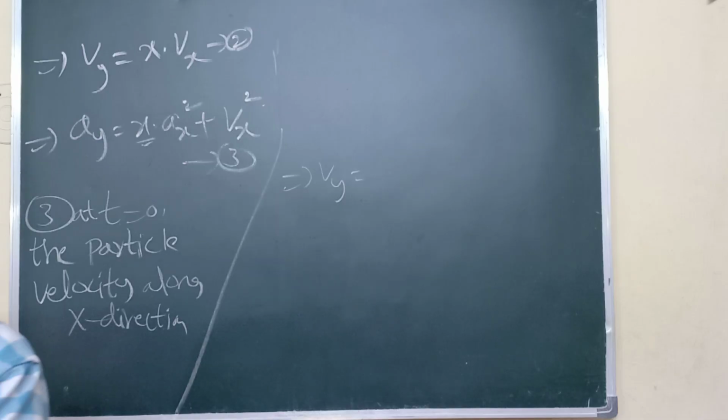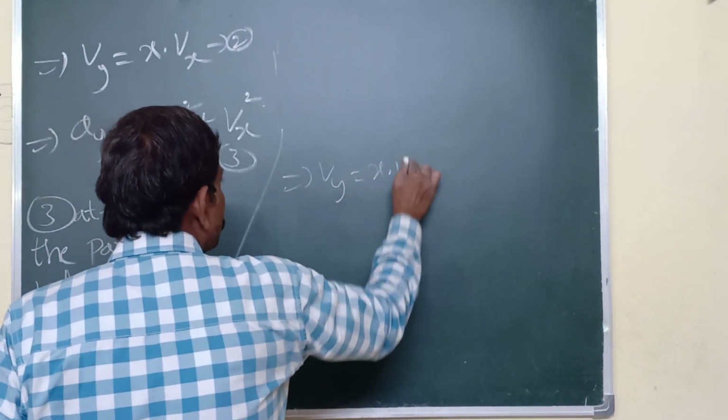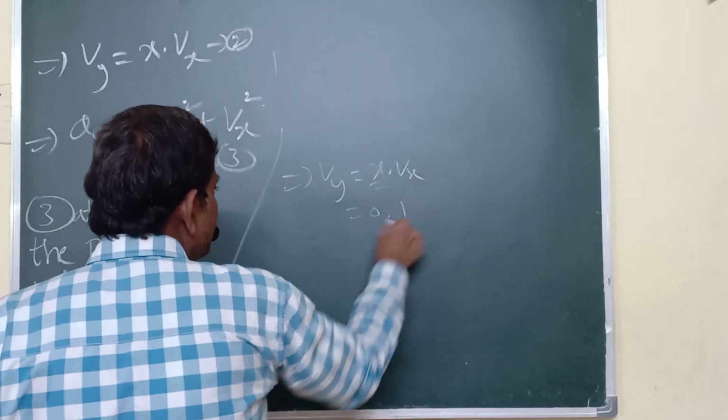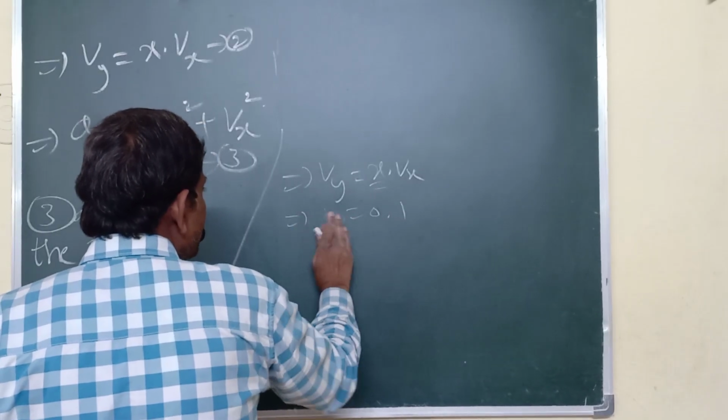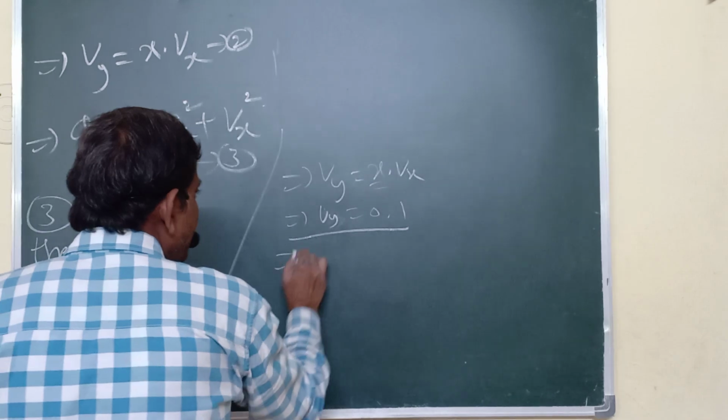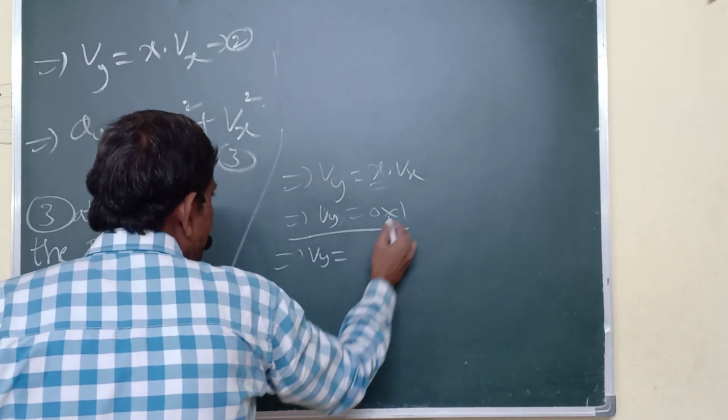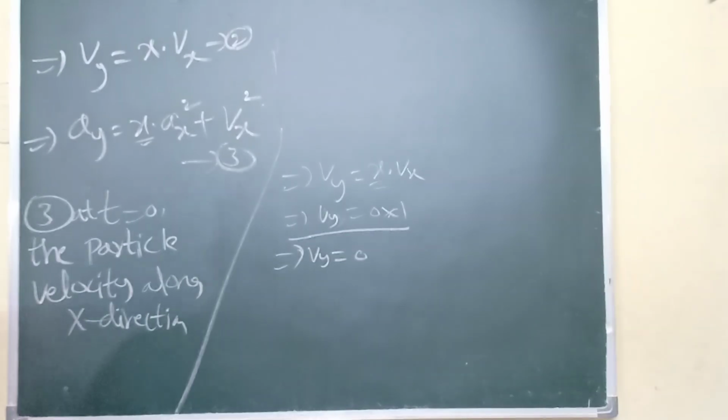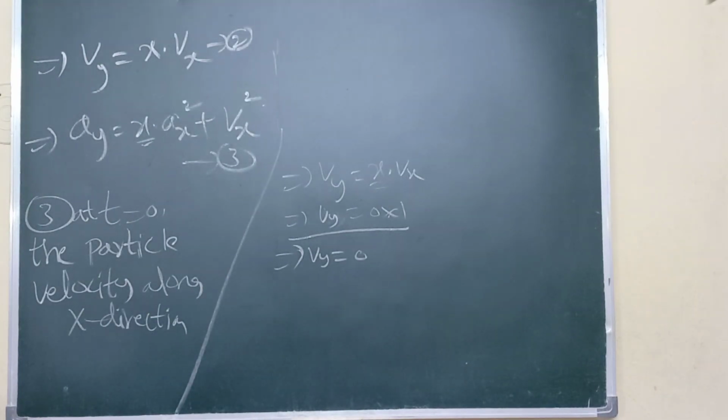Otherwise, once we check here, Vy equals to x into Vx. Origin means x is 0, Vx equal to 1. Then what is the velocity? This implies velocity equals to 0 along y direction. So the particle has only x direction velocity at the origin. At the origin, 1 meter per second in x direction, y direction velocity 0. That is the concept. At the origin means initial. Correct one.